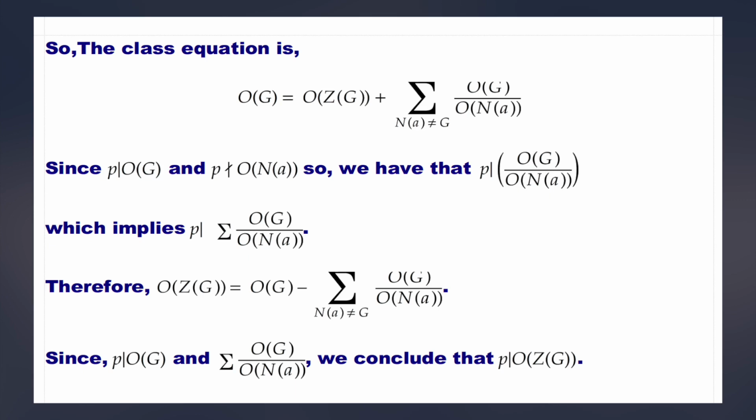Since P divides the order of G and P does not divide the order of the normalizer of A, we have that P divides the order of G divided by the order of the normalizer of A, which implies P divides the summation of the order of G divided by the order of the normalizer of A. Therefore, the order of the center of G is equal to the order of G minus that summation. Since P divides the order of G and the summation, we conclude that P divides the order of the center of G.